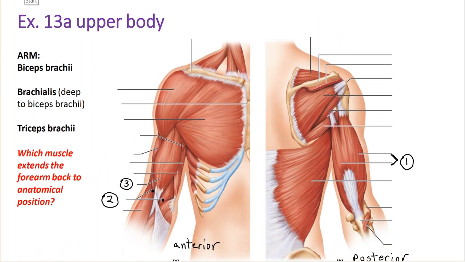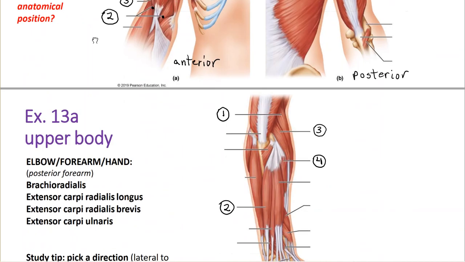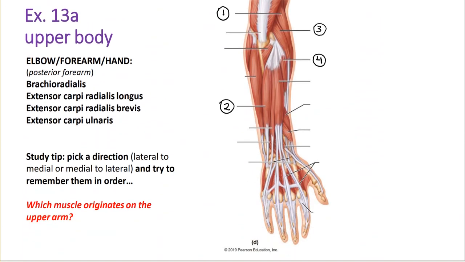Then upper arm, so biceps brachii, think about biceps, triceps, number of heads. Think about action. So if I'm going to pull my bent elbow back to straight, are those muscles going to be on the front of my bicep, or on the back of my bicep? So just kind of think about that. And then elbow, forearm, hand.